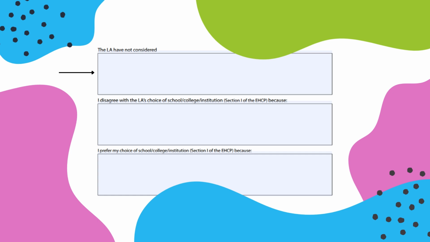If the parent, carer, or young person is appealing against what is in Section I of the EHCP, then the following two boxes need to be completed. Again, if the parent, carer, or young person can link the reasons they disagree with the local authority's choice, and why they prefer their choice of education setting, then they should do so.